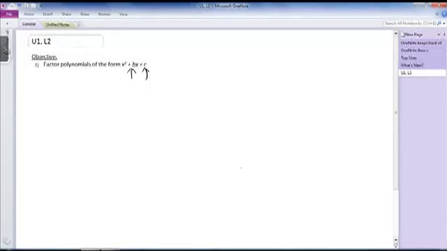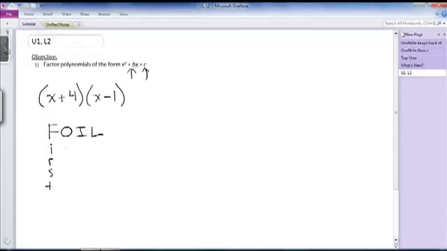First, let's go backwards. Remember a polynomial like this. Let's say you had x plus 4 being multiplied times x minus 1. Hopefully, you remember the phrase FOIL. F-O-I-L stands for, and I'm going to go down with it here, first, outside, inside, last.